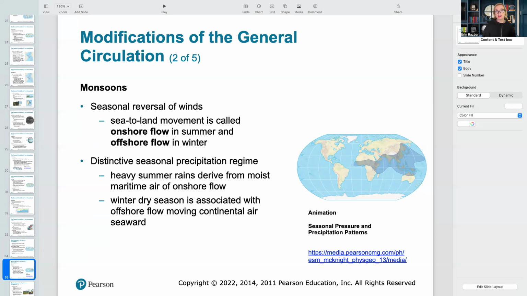So understanding these circulation patterns helps us predict weather systems, understand climate zones, and even plan for climate change impacts. So before you go, take a moment to draw out these circulation patterns in your notes. It really helps to visualize how they all work together.